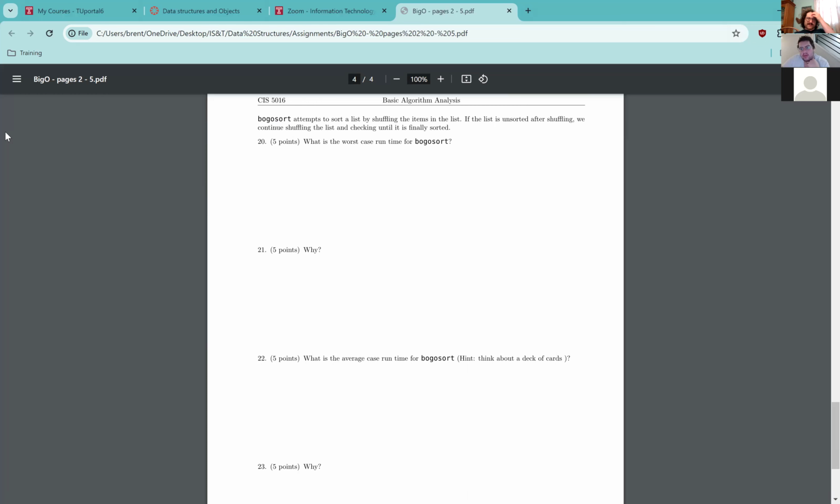Again, the reason we create bad runtimes is also because BOGO sort is hilarious. The entire idea of trying to sort a deck of cards by playing 52 pickup. That's what this is.